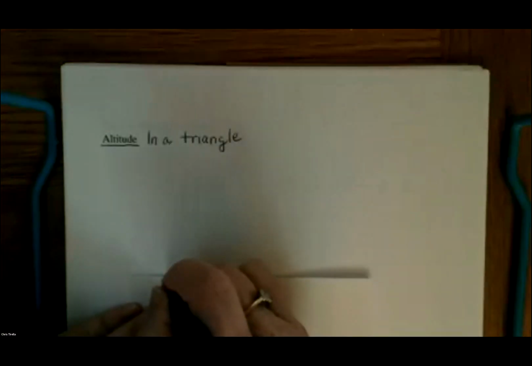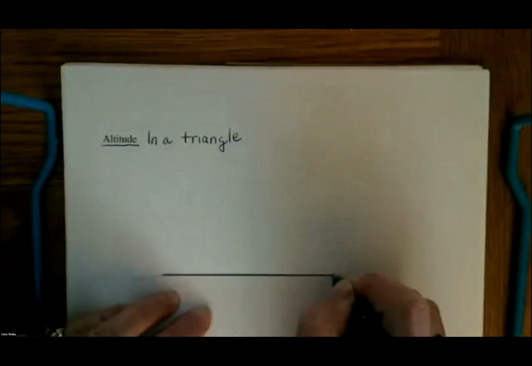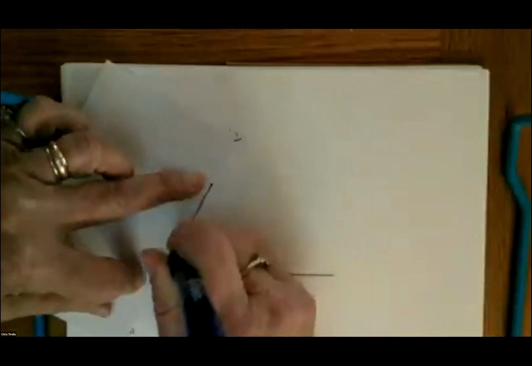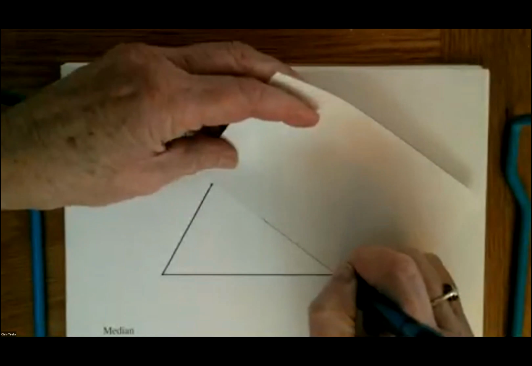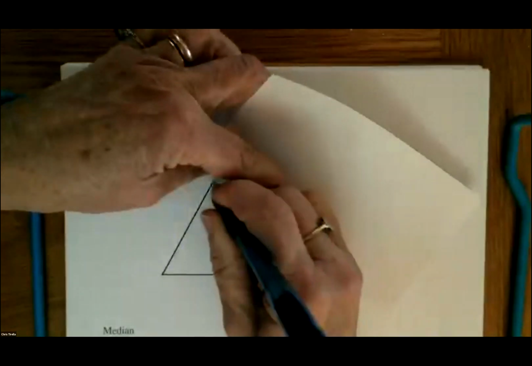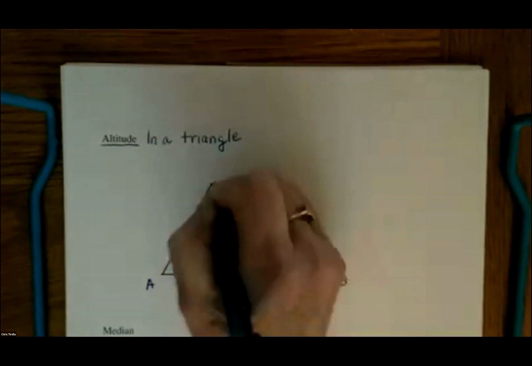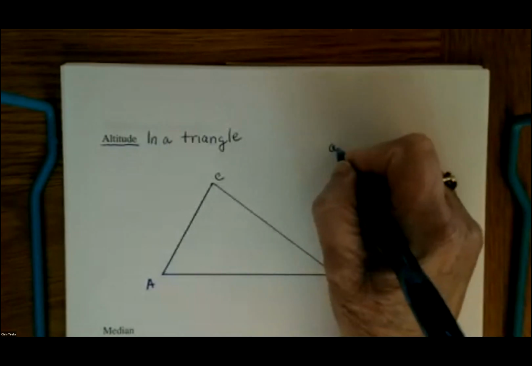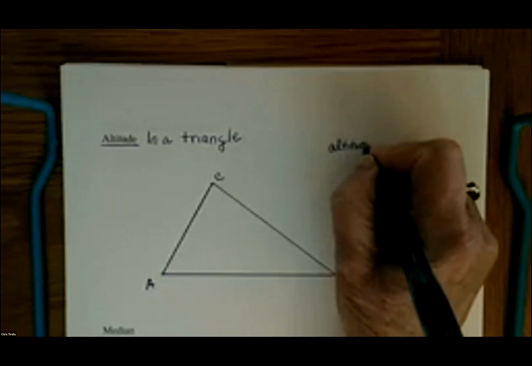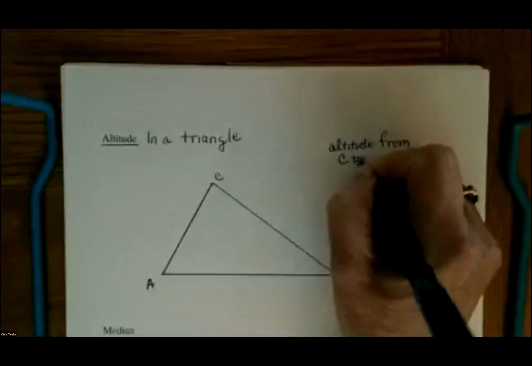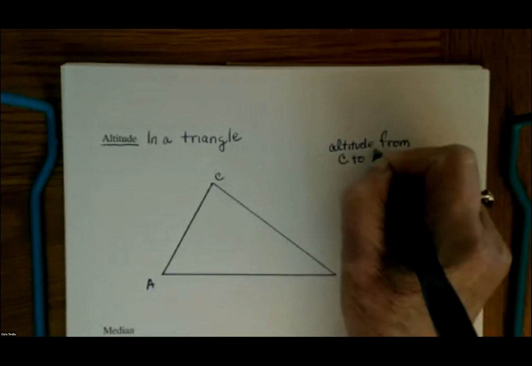And so let's draw a triangle. Can be any size of triangle you want. Can be obtuse. It can be acute. Any triangle that you want. So let's say we've got triangle A, B, C, and I want the altitude from C to AB.